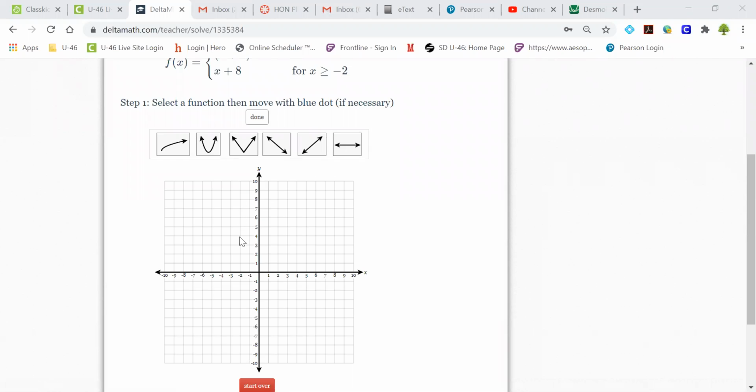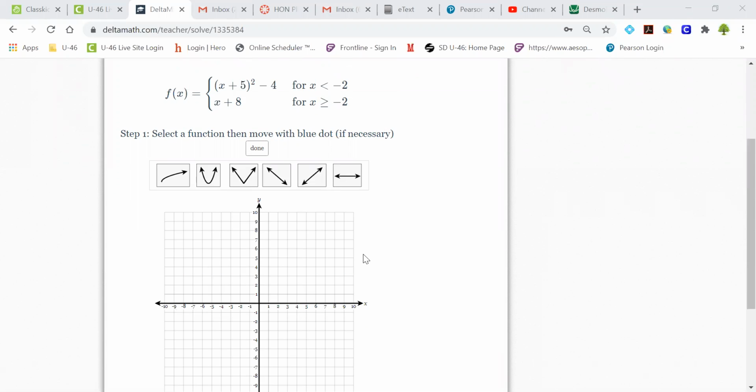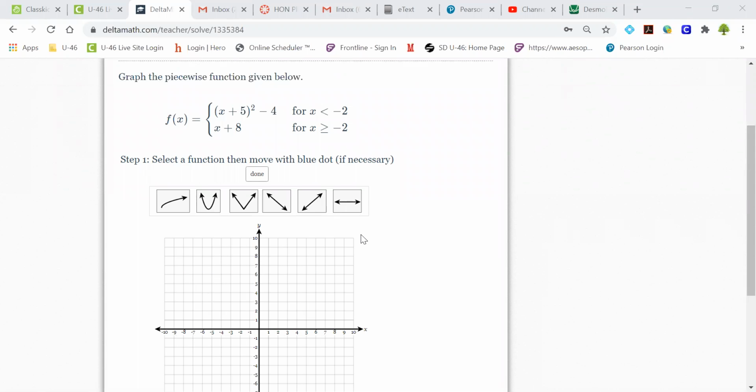So here's kind of like the dividing barrier when x equals -2. And to the left of that, there's going to be a quadratic, and to the right of that, there's going to be a line. So it takes a little bit of practice to realize how to graph using this program. So let's graph the parabola first.